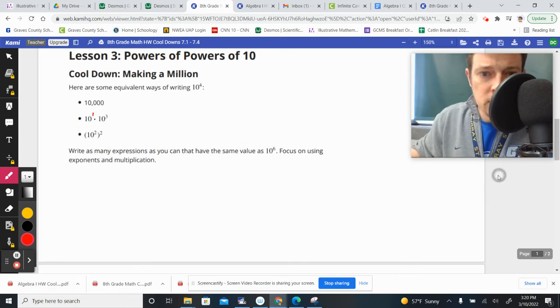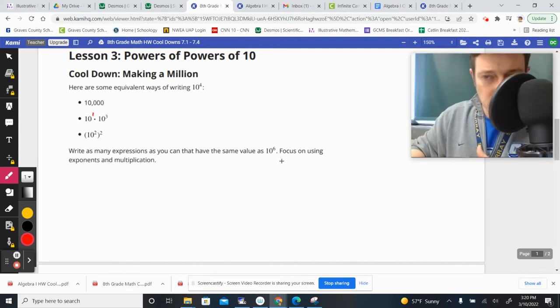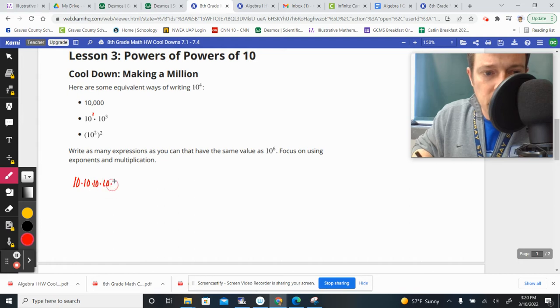So let's do something similar with 10 to the 6th power. Let's represent it in 3 or 4 different ways. Let's start with an expanded version of it. So 10 to the 6th power, writing it a different way, we could expand it out to being 10 multiplied by itself 6 times, right? That's one way. That's equal to 10 to the 6th.